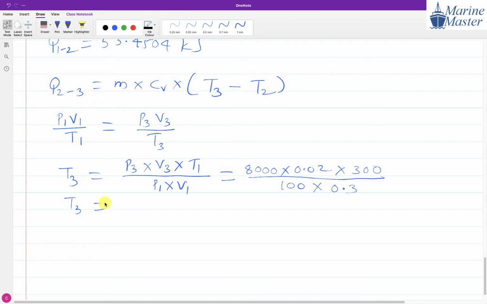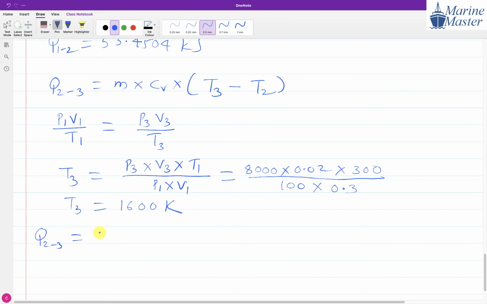Everyone, do the calculation with me. 8000 multiplied by 0.02 into 300 divided by 100 into 0.3. So if you do the calculation, we will get a value of T3, that is 1600 Kelvin.